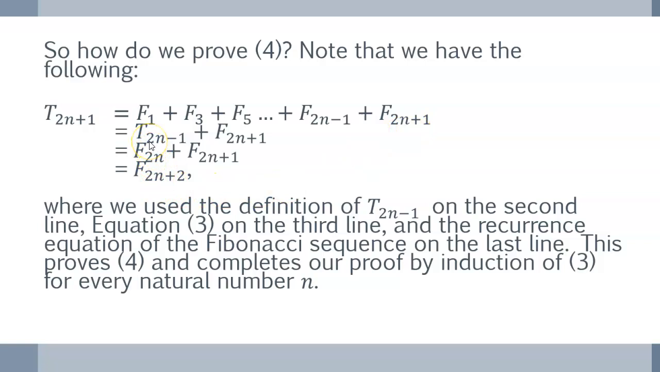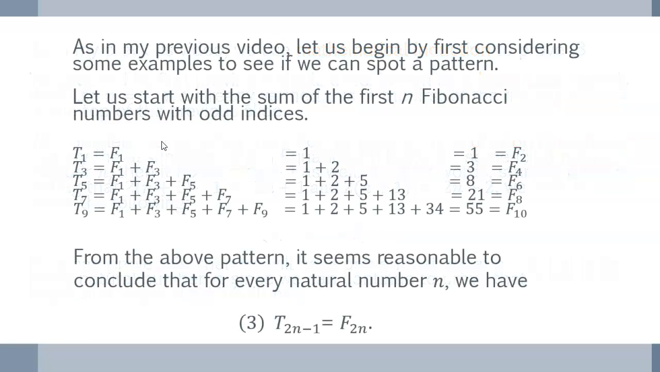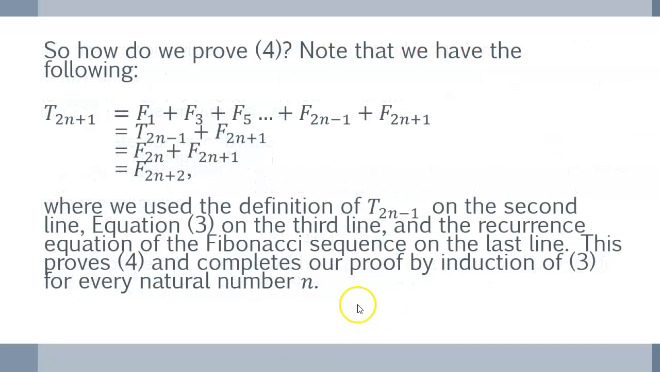That equals T(2n-1) plus F(2n+1), the last one. Using our induction hypothesis, equation 3, we already know that T(2n-1) is equal to F(2n). That's this formula down here. And so we can substitute in F(2n) for T(2n-1), and we're still adding F(2n+1).